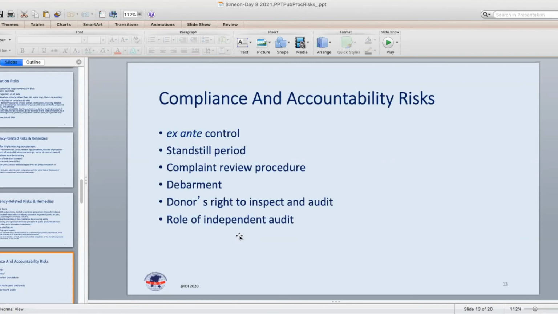Another key step in mitigation of compliance and accountability risks is, of course, the complaint review procedure and the debarment procedure with respect to conduct or misconduct on the part of bidders, suppliers, contractors, etc.